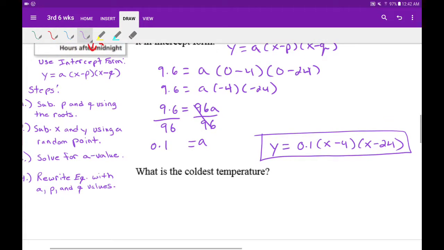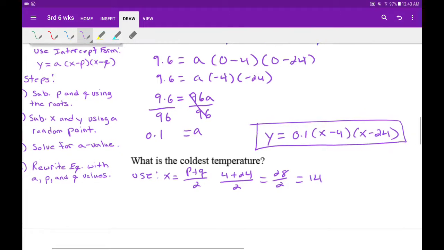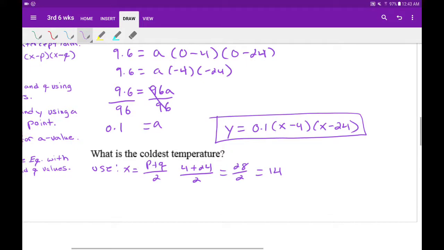Using our axis of symmetry, we get this equation: x equals P plus Q over 2. That'll give us our x value. So we're going to have 4 plus 24 over 2. It's 28 over 2, and that gives us 14. What the 14 represents is the hours after midnight.